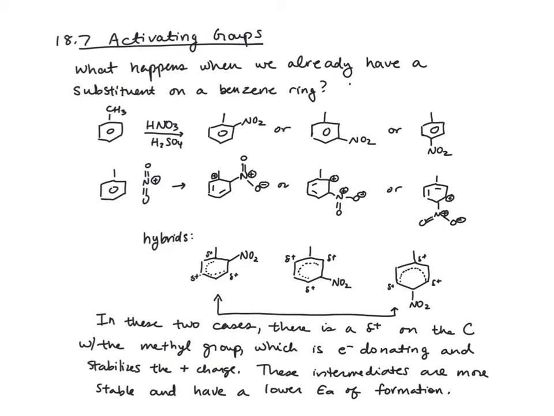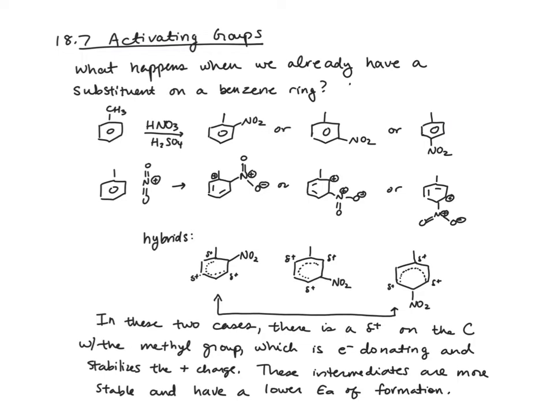Today we're going to have a pretty short video on activating and deactivating groups. What we want to ask ourselves is what happens when we already have a substituent on a benzene ring. For example, let's start with toluene. When you nitrate toluene, you have the choice of getting an ortho, meta, or para substituted derivative, and we want to know which one that we will get and why.